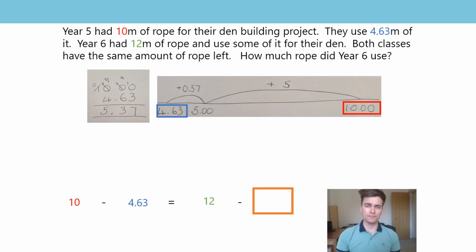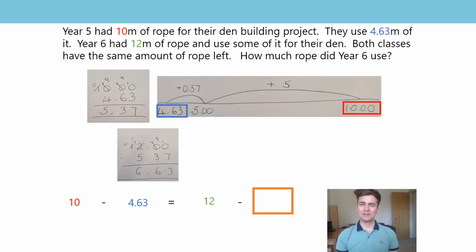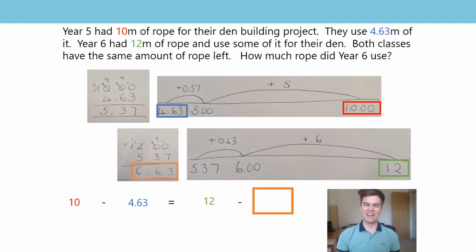Once we've worked that out, it helps us to find out how much rope Year 6 used. If we know that they had 5.37 left, because it's the same amount left on each of the classes, we can subtract it from 12 to find out how much rope they used: 6.63. Again, you could have counted up from 5.37 to 12 to find that difference in a smarter, more efficient way. So 6.63 is the amount of rope that Year 6 used.